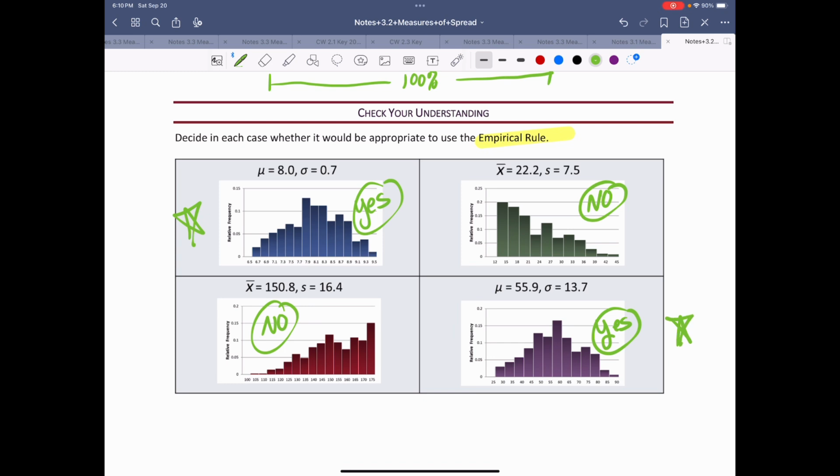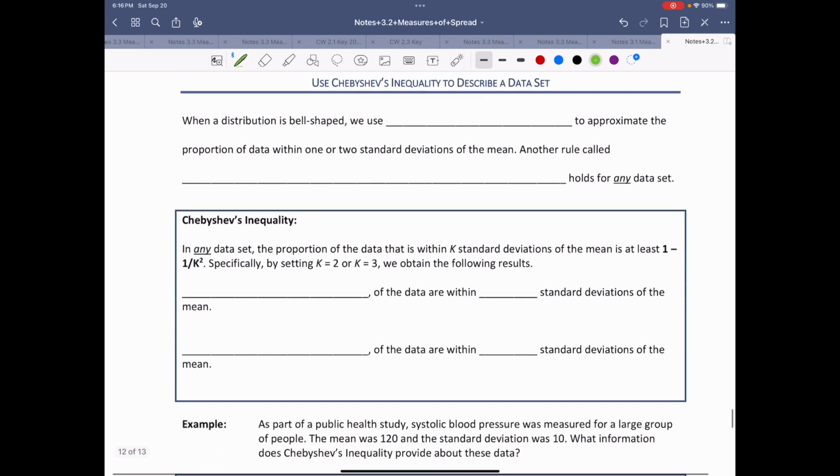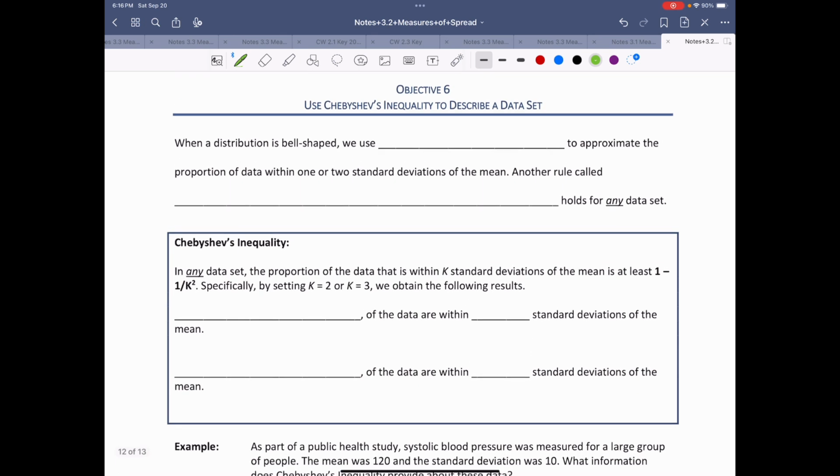And that's what brings us to our last thing today. What can I do if I have something that looks like that or looks like that? What can I do? And that's what we are going to talk about next. What that brings us to is something called Chebyshev's inequality. When a distribution is bell-shaped, like what we just talked about, we're going to use the empirical rule. It is the best. You want to use that if you can to approximate the proportion of data within one or two standard deviations of the mean.